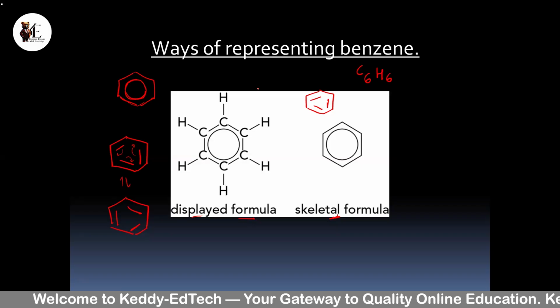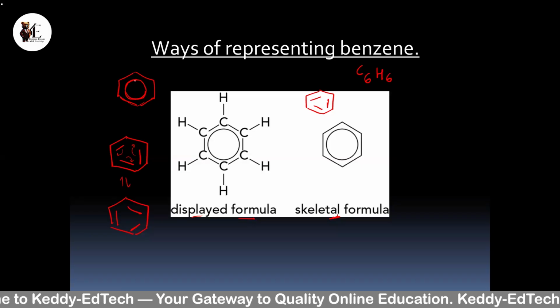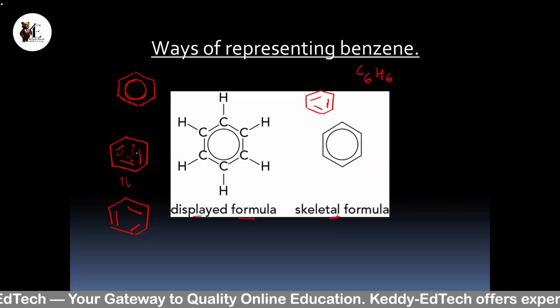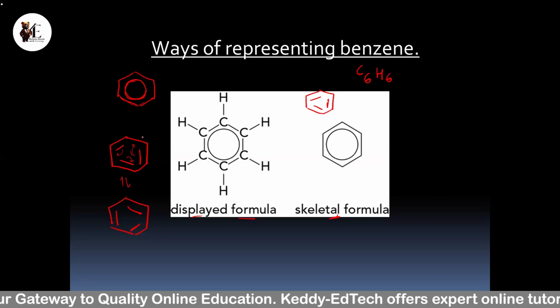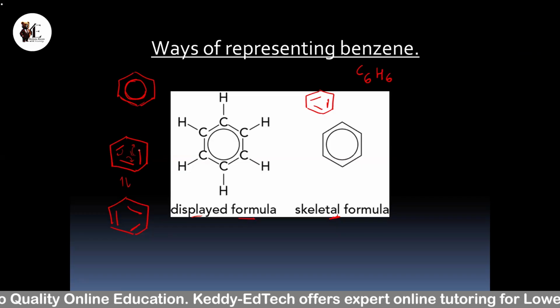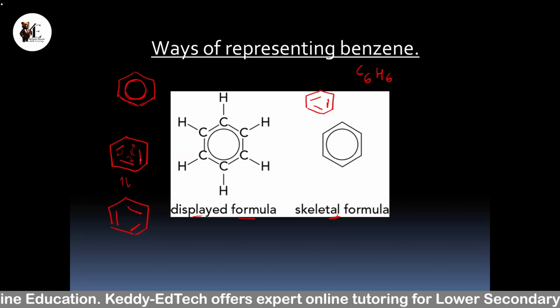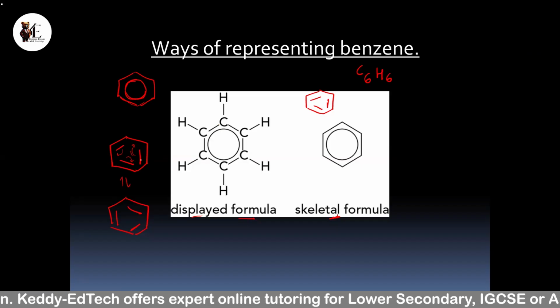In benzene, electron density is not fixed at a particular position. It is delocalized. Delocalization of electrons means it is moving. Electron density is moving here and then here and then here to satisfy the valency of carbon.